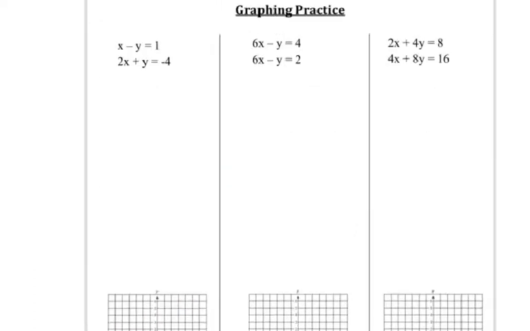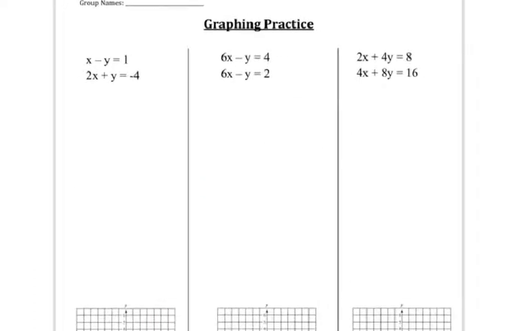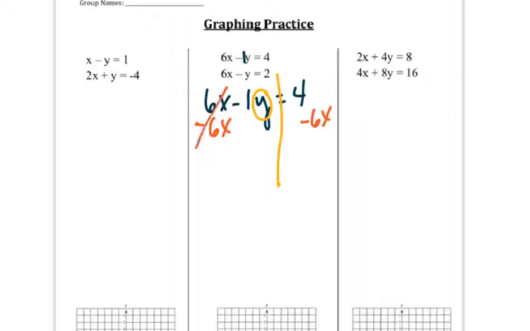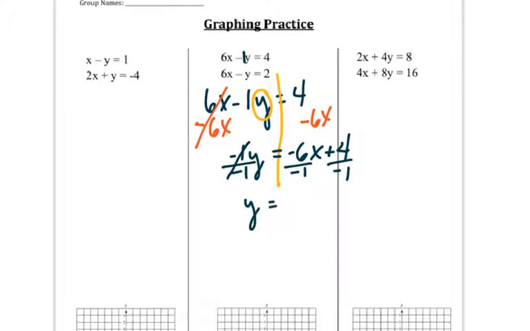So step 1, solve for y. I'll do this one with you. So 6x minus 1y equals 4. Circle the letter you want alone. Draw a border. Get y by itself by subtracting 6x. That leaves me with a negative 1y equals negative 6x plus 4. Divide by negative 1 for every single term. Negative 6 divided by negative 1 is 6x. 4 divided by negative 1 is minus 4.